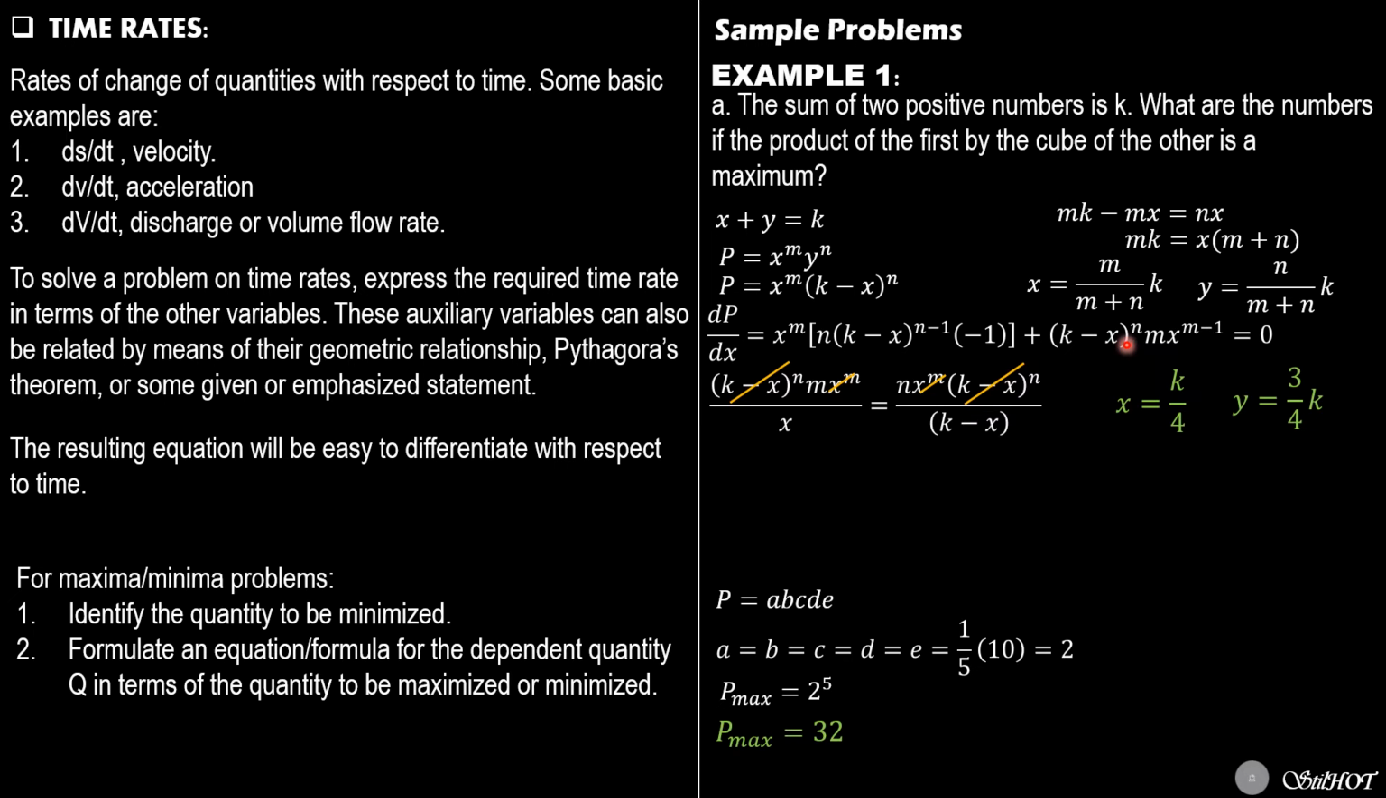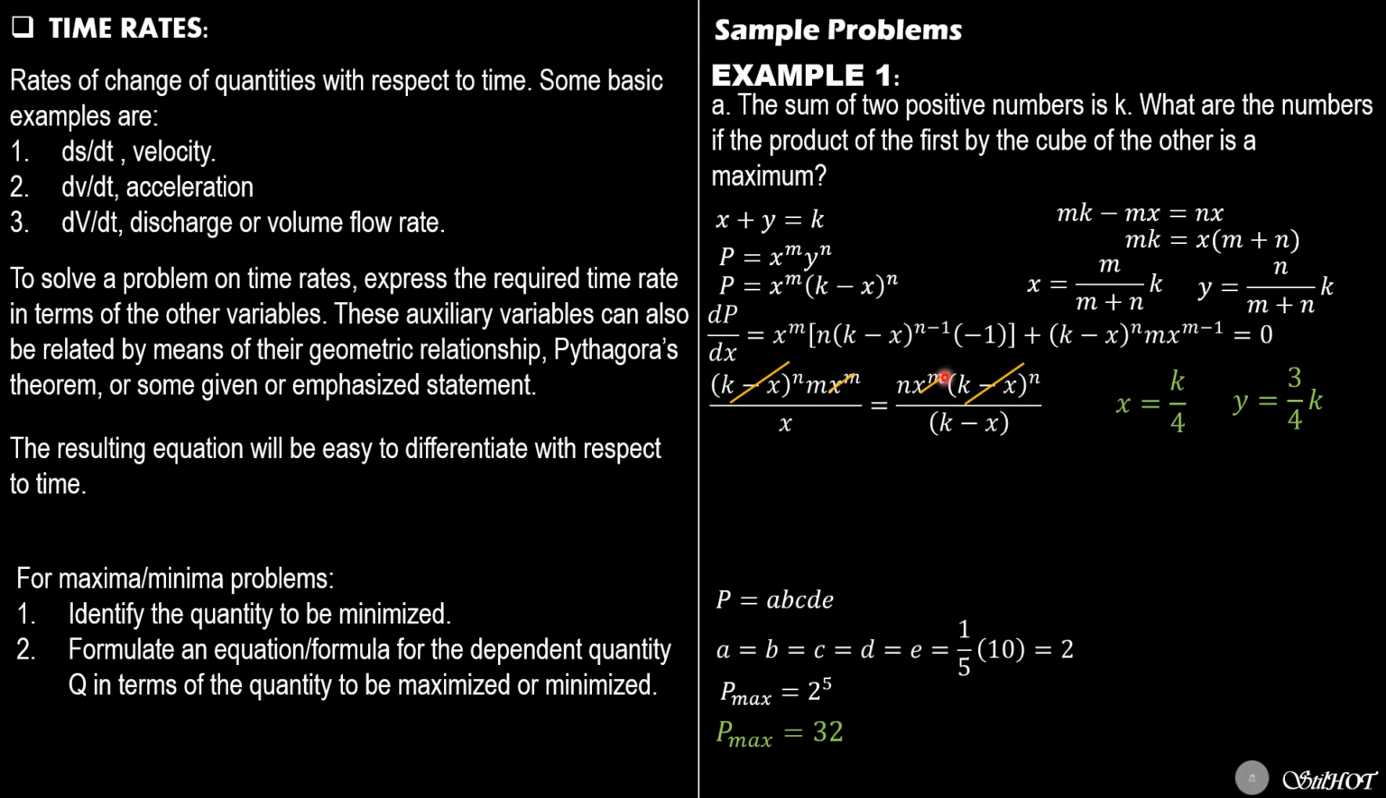quantity k minus x to the n, then m x to the m minus 1, so we divide that by x. Then this becomes positive to the right. So we have n x to the m, then quantity k minus x to the n minus 1, and we rewrite that as quantity k minus x to the n divided by k minus x, or k minus x quantity to the 1. So we cancel k minus x to the n and x to the m.